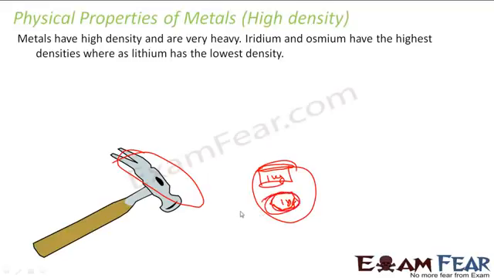So the point I'm trying to say is metals have high density. And here iridium and osmium have the highest density, whereas lithium has the lowest density. Please note, lithium has the lowest density and iridium and osmium have the highest density. So generally metals have high density.